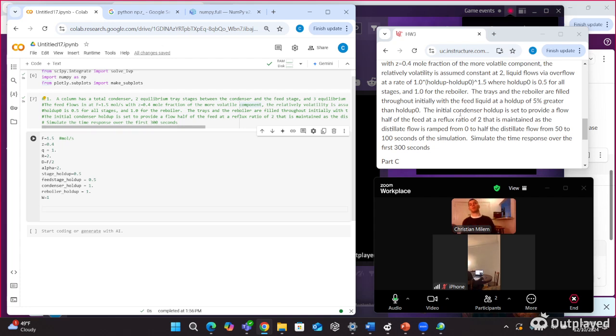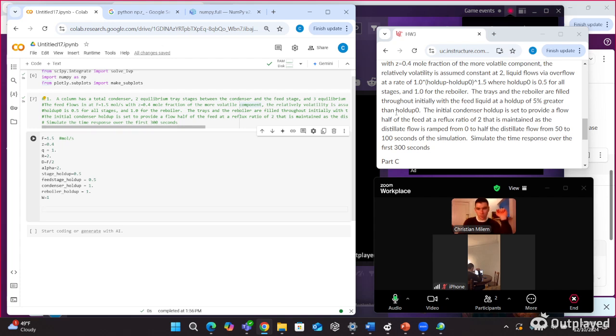So where we'll want to go from here is we'll want to actually make matrices for these. So we'll have how many total? 1, 2, 3, 4, 5, 6, 7, 8. So we need matrices of 8 by 1, 8 columns, 1 row. And each of these is just going to hold our holdup values and then our liquid mole fractions.